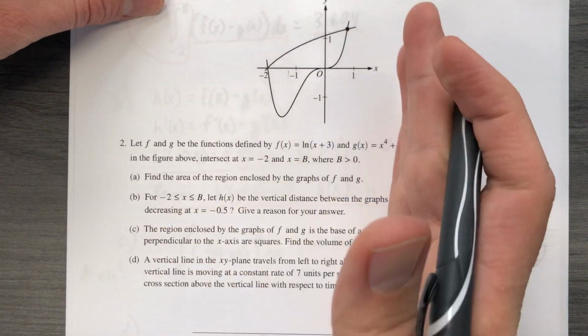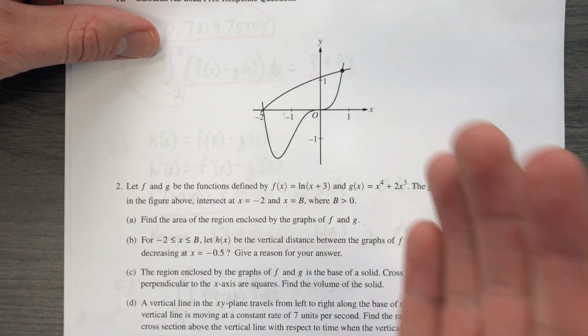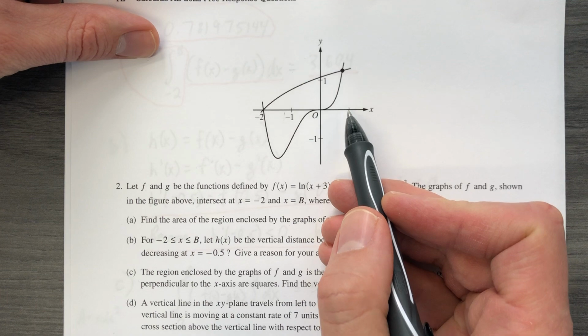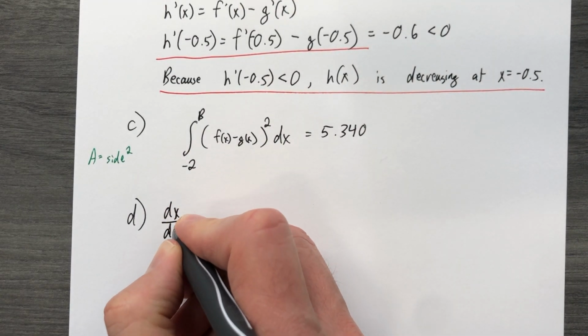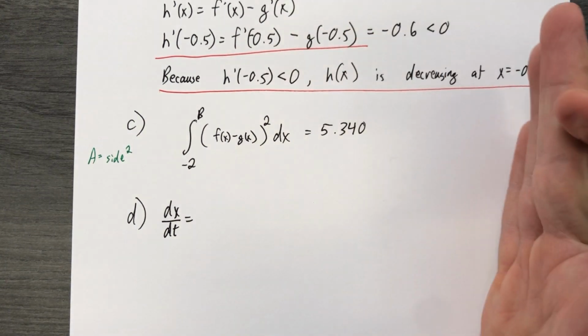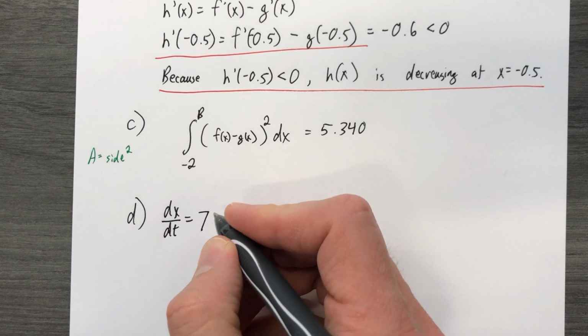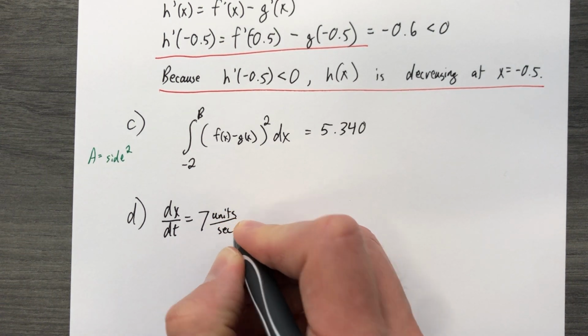What's changing? The vertical line. When I first read this, I thought, what's the variable for that? Well, it's moving left to right, so I'm going to call it the rate at which x is changing. Call it dx dt if you like, which actually is going to be the correct thing to call it because it is a vertical line, so it's perpendicular to the x-axis. And it is 7 units per second. There we go, we'll put that.